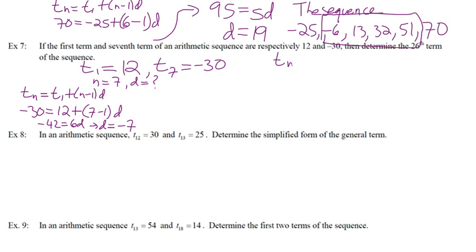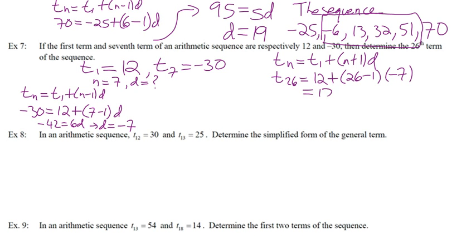Okay, so now we go back to Tn is T1 plus, etc. And I want T26, which will be T1, which is 12, and n is 26, and D is negative 7. So it's 25 times negative 7. Negative 175. Good, you're getting better. So negative 163. Okay, questions?